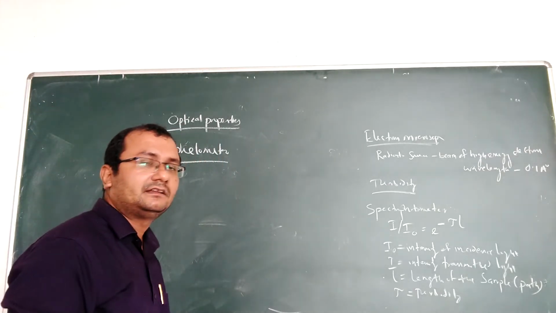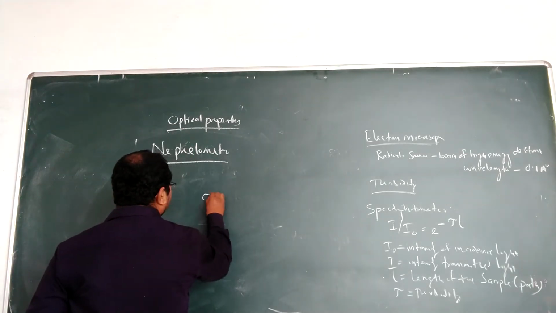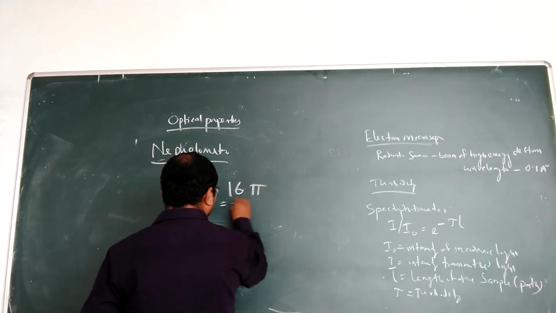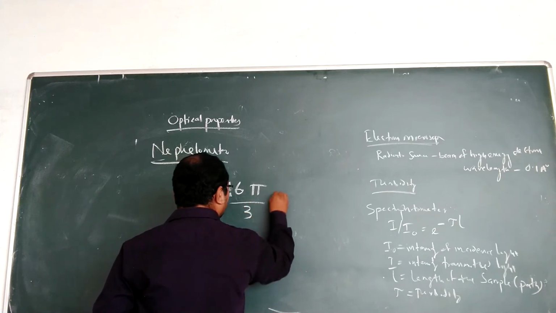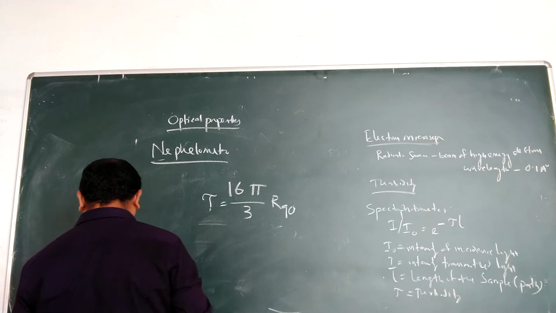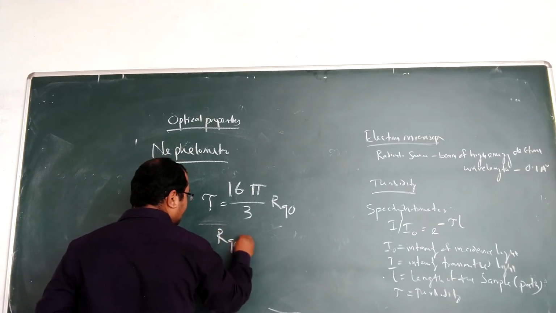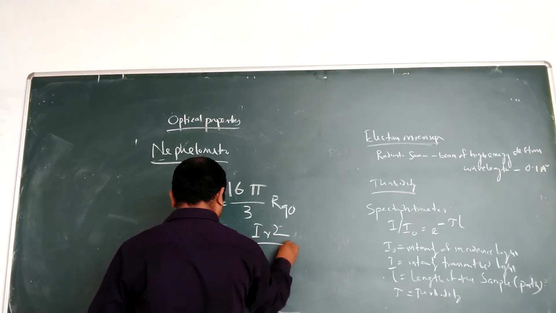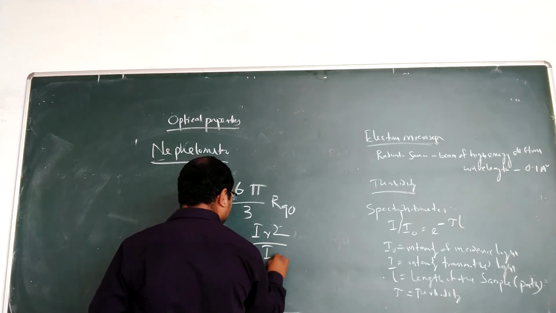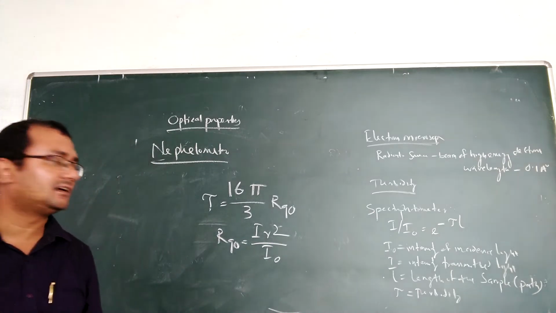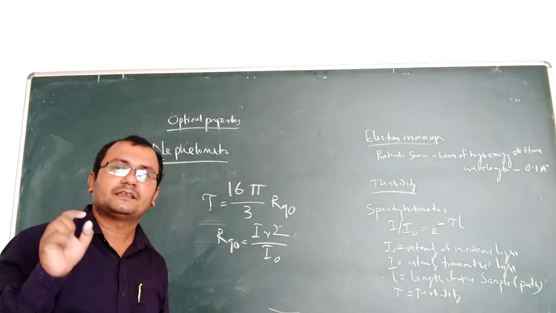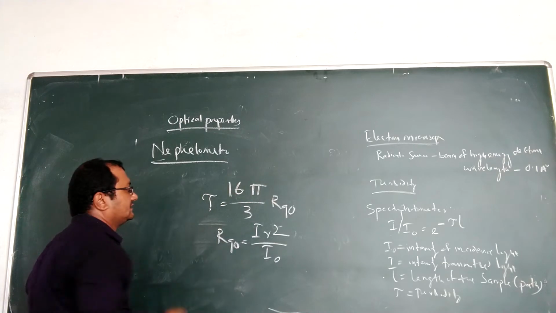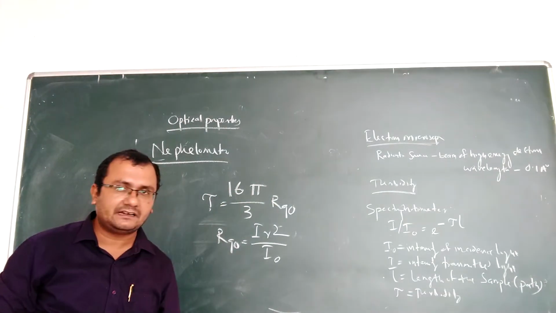The formula I am writing is what we use in light scattering. There also we are finding the turbidity: tau equals 16 pi divided by 3 into R90, where R90 is equal to I R square divided by I0. So in the light scattering method we use this formula to find out the turbidity. In all cases we need to find out turbidity. So to find this turbidity we use this equation, 16 pi divided by 3 into R90.